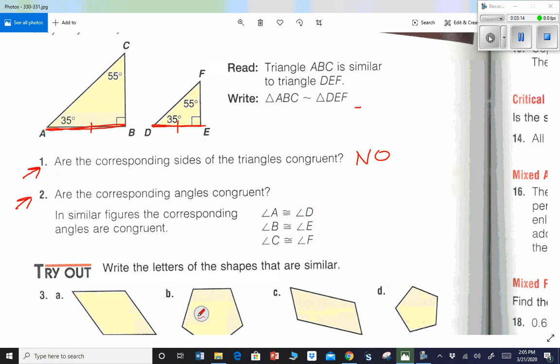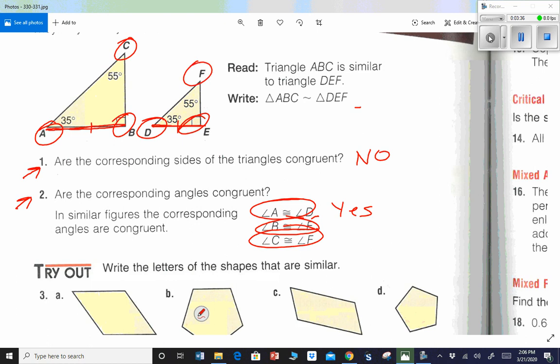Question 2, are the corresponding angles congruent? And we've already dealt with that, and the answer is yes. And again, they have to match up. Angle A and angle D are congruent to each other. Angle B and angle E, because they are corresponding angles, and angle C and angle F, because they are corresponding angles. In similar figures, they will be equal.